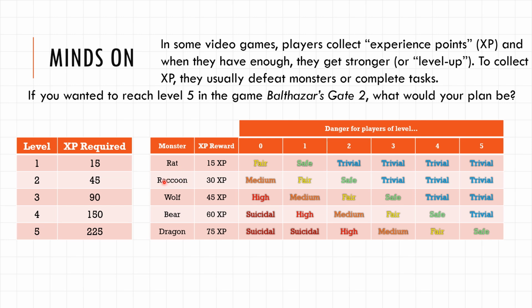Whereas fighting a raccoon at level 0, now there's a medium danger level. And the higher the creature that you fight, a wolf, a bear, even a dragon, the danger level increases. Obviously, some creatures are harder to defeat than others. But the higher your level is, the easier it becomes. So if you wanted to reach level 5, remember every time you defeat a creature, you collect this many experience points. What would your plan be to get to level 5?